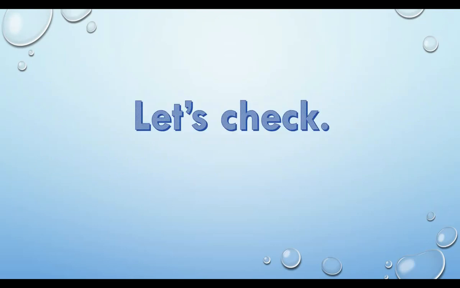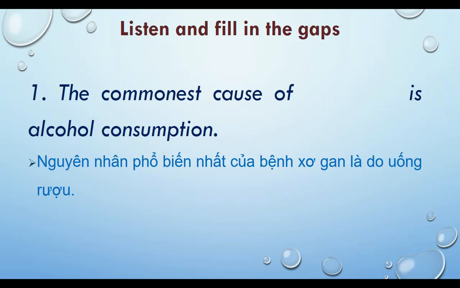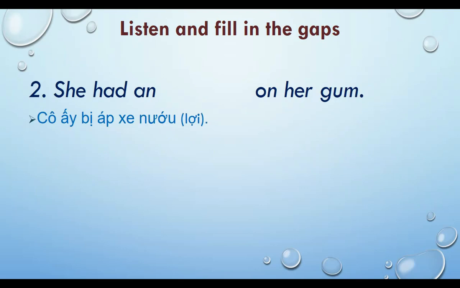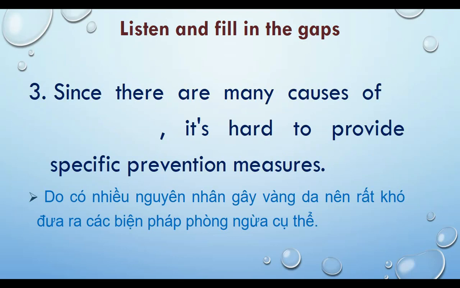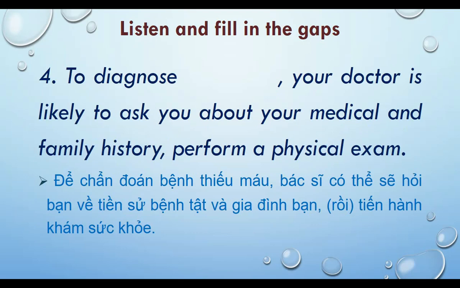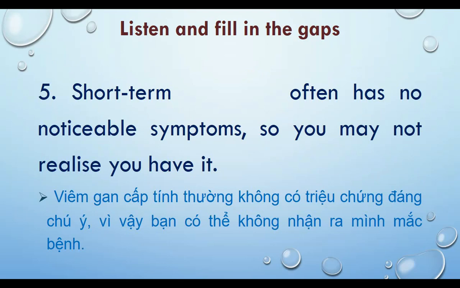Now, listen again and check your answer. 1. The commonest cause of cirrhosis is alcohol consumption. 2. She had an abscess on her gum. 3. Since there are many causes of jaundice, it's hard to provide specific prevention measures. 4. To diagnose anemia, your doctor is likely to ask you about your medical and family history, perform a physical exam. 5. Short-term hepatitis often has no noticeable symptoms, so you may not realize you have it.